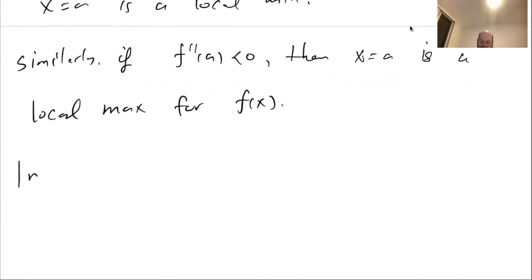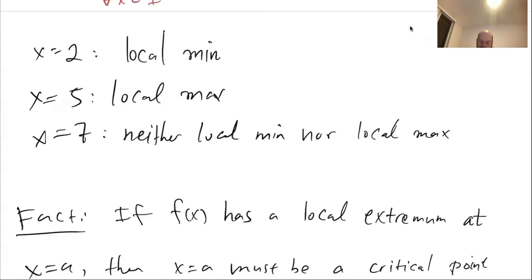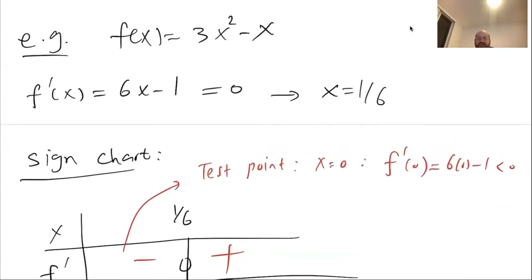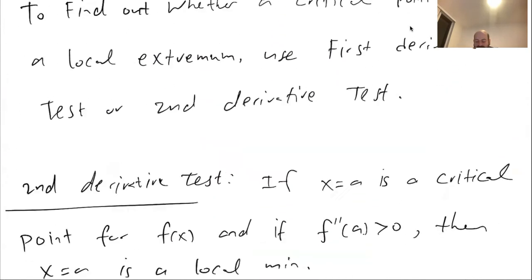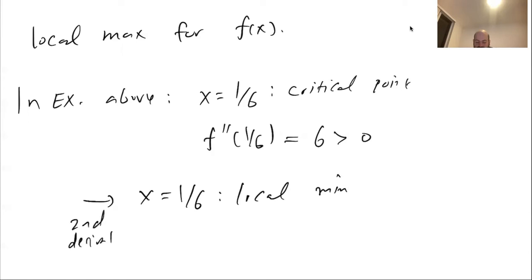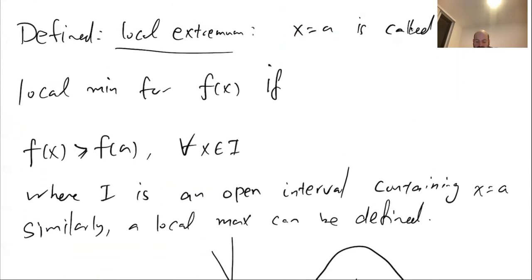So for example, in the example above, x equals 1/6 was a critical point. And how much is f double prime of 1/6? Let's look at the example. F of x was 3x squared minus x. So the first derivative is 6x minus 1. The second derivative means the derivative of the first derivative. That's going to be 6. At 1/6 it is still 6 because it's a constant function. So f double prime of 1/6 is 6, which is positive. So that means x equals 1/6 must be a local minimum using the second derivative test. But using the first derivative test, we also reached the same conclusion that it must be a local minimum.